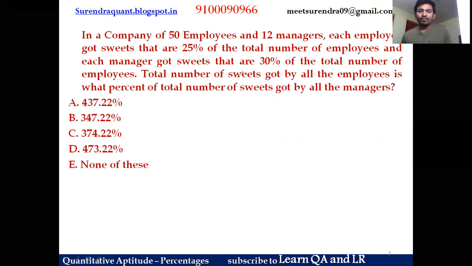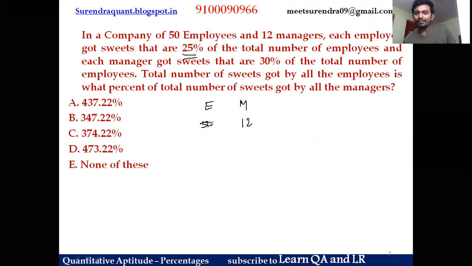Many people have a problem with comprehension questions, the lengthy questions. They are simple actually. Let's see. The number of employees is 50 and the number of managers is 12. Now they were distributing the suits. How do they distribute? Each employee got 25% of the total number of employees.